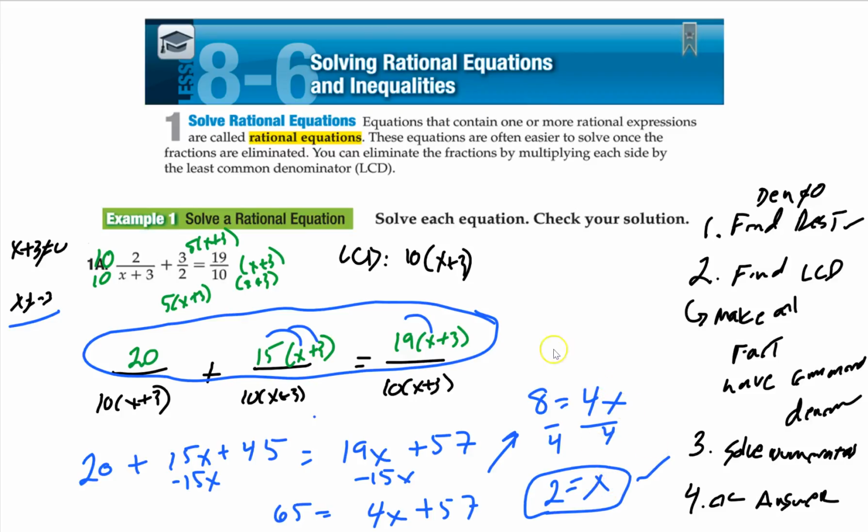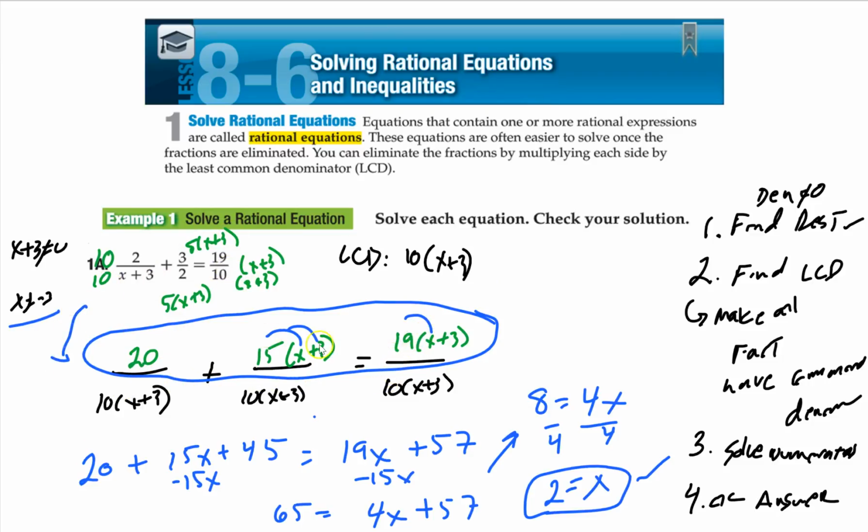So again, just to go over it, we found our restrictions because we'll make sure our answer works. So x couldn't be 3 or negative 3. Once I did that, you just treat it like you're going to try to add all these, so try to find the LCD of all of them. Our LCD of all of them was 10x plus 3. So we wrote all of it in that term with a common denominator.